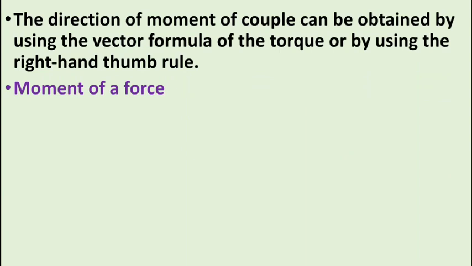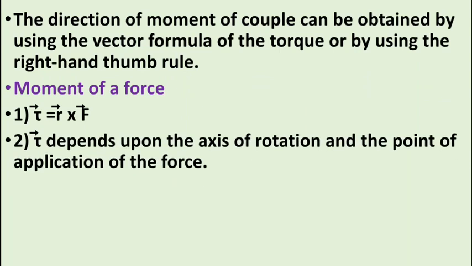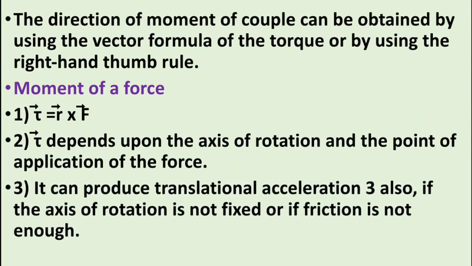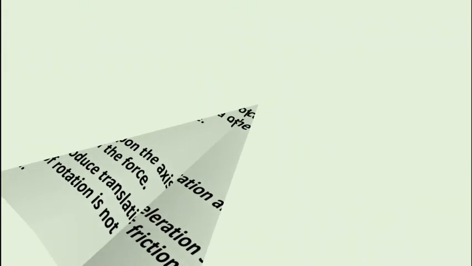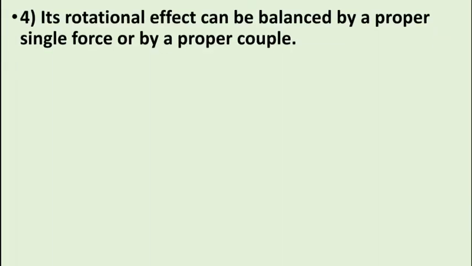Next point is moment of a force. First, vector τ is equal to vector r cross vector F. Second, vector τ depends upon the axis of rotation and the point of application of the force. Third, it can produce translational acceleration, also if the axis of rotation is not fixed or if friction is not enough. Fourth, its rotational effect can be balanced by a proper single force or by a proper couple.